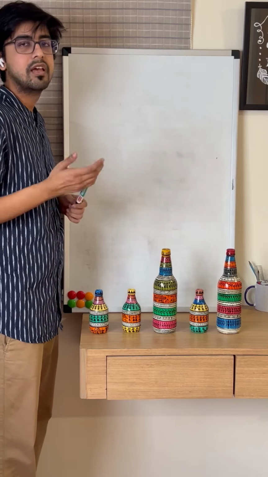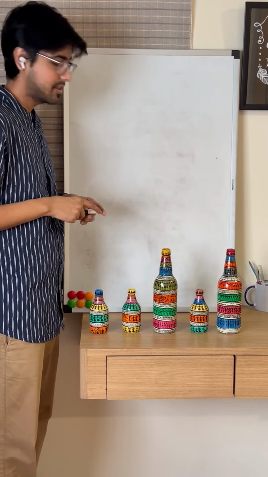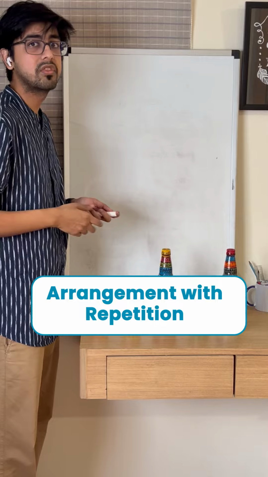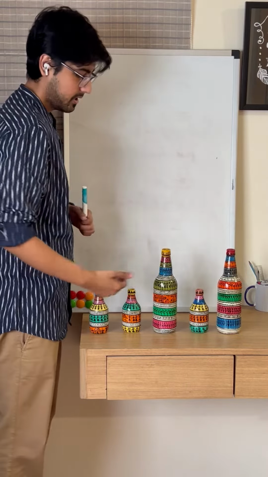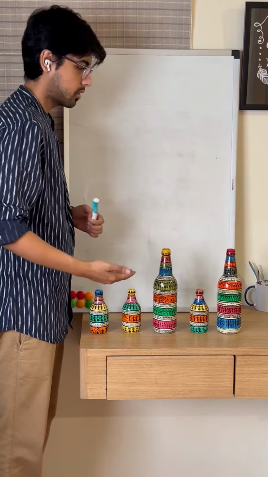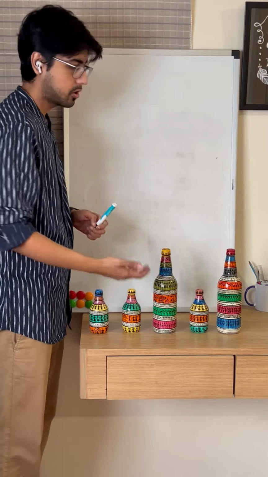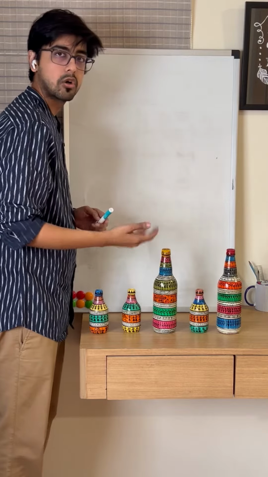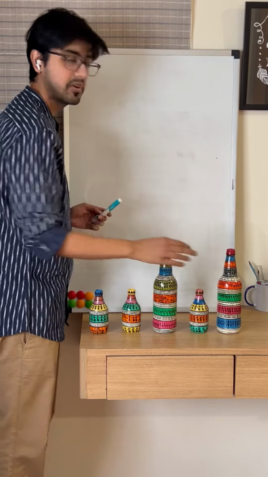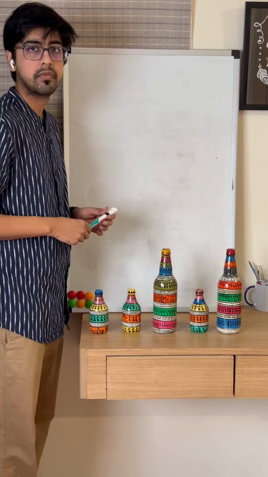Hi friends, in this episode I would like to explain the concept of arrangement with repetition. Let's take a simple example wherein I have taken 5 different bottles. While they are different or unique because the pattern of the colors is different, let's say that the 2 larger bottles are the same type and the 3 smaller bottles are of the same type.